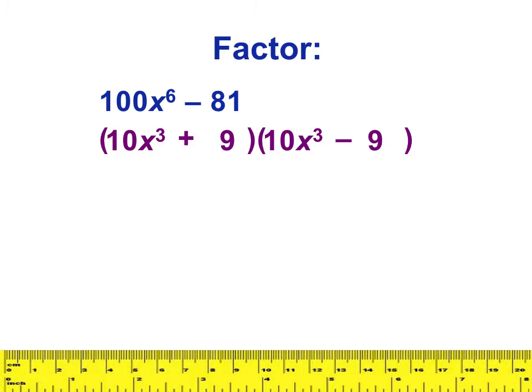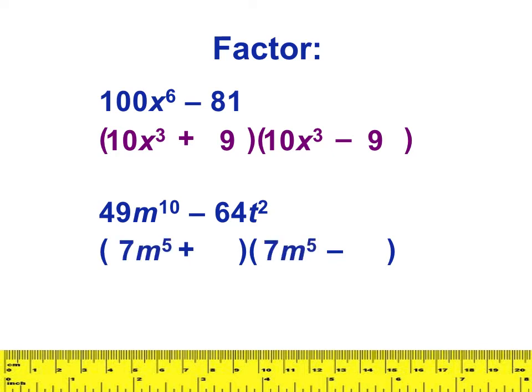Let's do another example. 49m to the 10th, that is a perfect square, minus 64t squared. So this factors into the square root of 49m to the 10th, which would be 7m to the 5th. The square root of the second perfect square would be 8t.